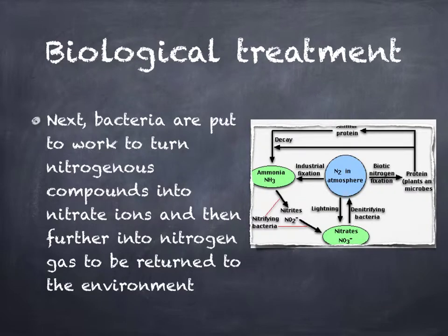Now the next step here is biological treatment. This takes advantage of the natural nitrogen cycle. We take a nitrogenous compound, like ammonia, and then nitrifying bacteria convert them into nitrate ions. These ions are used by denitrifying bacteria. They turn it into a gas which can be released back into the environment. Unfortunately, this process also leaves behind some salts, but those will be removed in the next step.